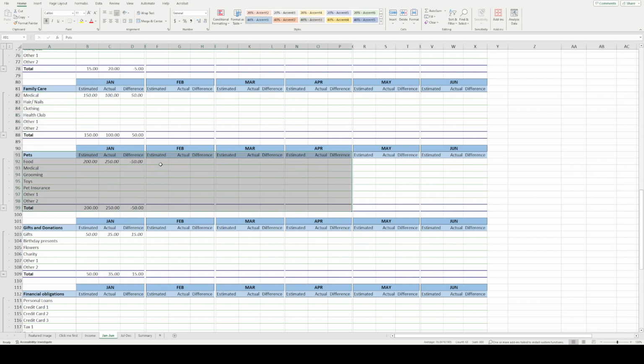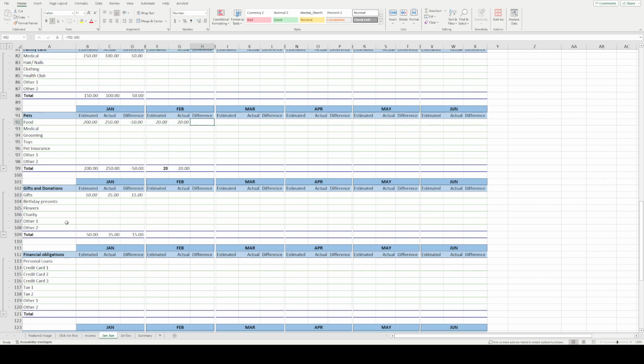So let's say we have a spider. Why not? And we gotta buy him crickets. Yeah, I think that's what they eat. That costs 20 euros, and we know that it costs 20 euros. So it's estimated, actual, no difference.